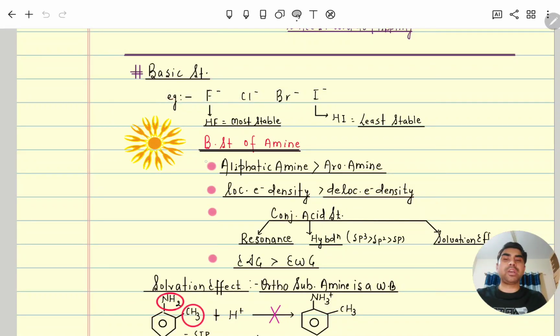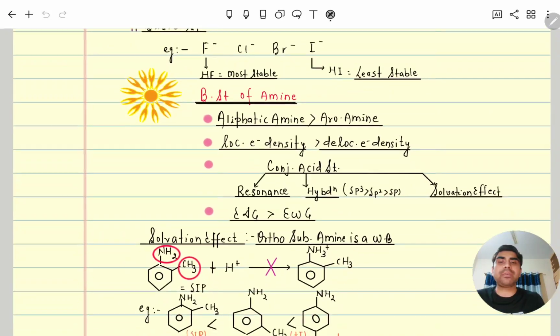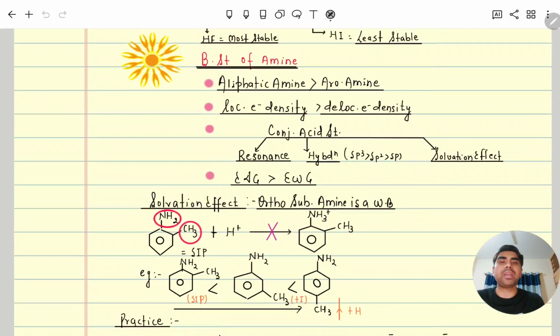So like that. Here you can see which one is more stable. HF is more stable. Why? Because hydrogen is 1s, fluorine is 2p. So 1s-2p overlapping, whereas this is 1s-5p. So this bond is relatively stronger. So this conjugate acid is more stable, means this basic strength is more. Now in basic strength mainly we have to study amines.